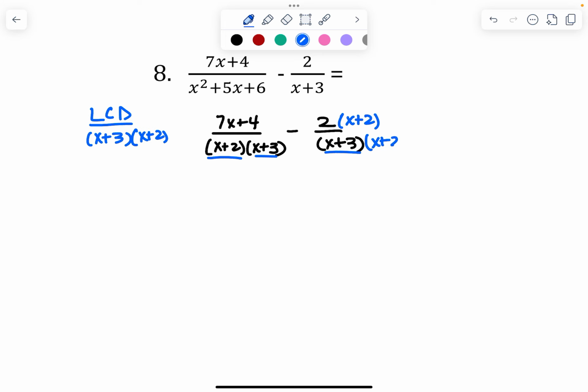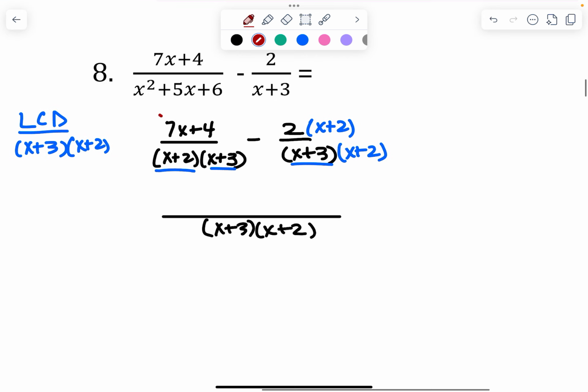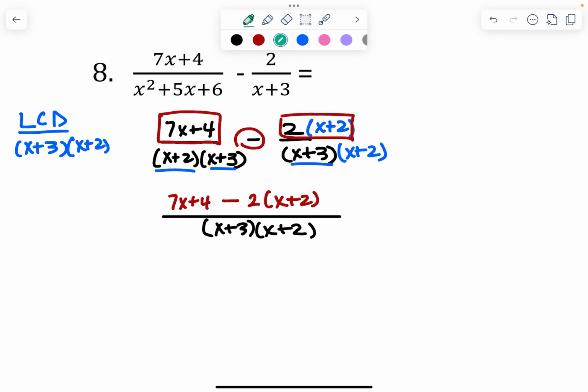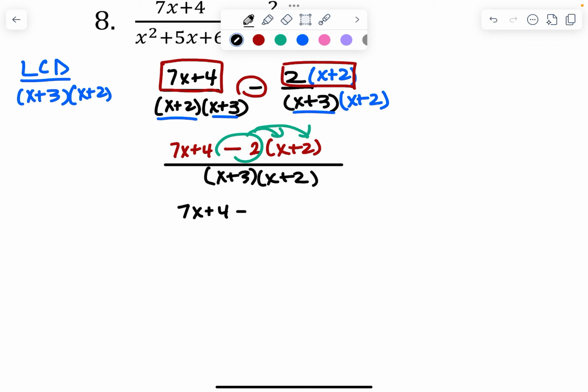Okay, and so I like to write one big fraction bar with that LCD. And it doesn't matter which order you write the factors in. Now we have this 7x plus 4 minus this 2 times (x plus 2). I'm just going to write it down right now so I don't lose that minus sign. And now we're distributing a -2. I can't emphasize that enough. That's the most common mistake. So 7x plus 4 minus 2x minus 4, which leaves me with 5x, and the 4's cancel. And we still have (x plus 3)(x plus 2).